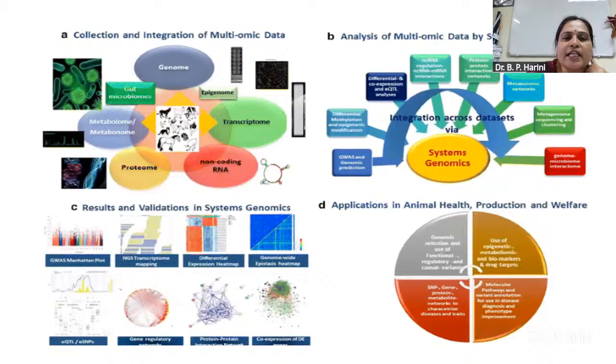So the collection and integration of multi-omic data relies upon the genome. So this is just an example to show that a collection and integration of multi-omic data is important, followed by analysis of data by system genomics, followed by results and validation in system genomics, and the applicative part of it with animal health, production, and welfare.